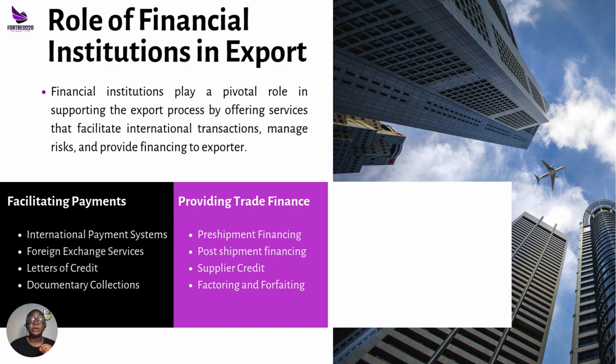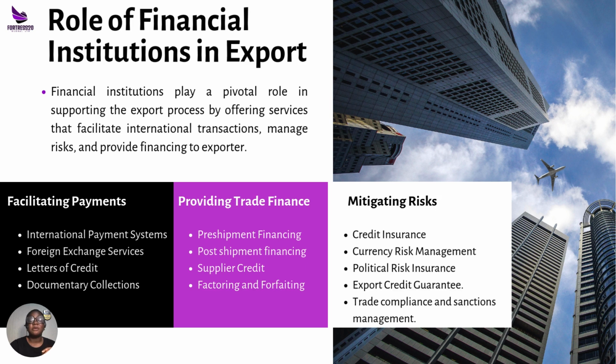The second role of financial institutions involves providing trade finance. Trade finance is essential in enabling exporters to fulfill large orders, to manage cash flow, and to sustain growth. Financial institutions offer several finance products to meet the working capital needs of these exporters. These products include pre-shipment financing, post-shipment financing, supplier credit, and factoring and forfeiting.